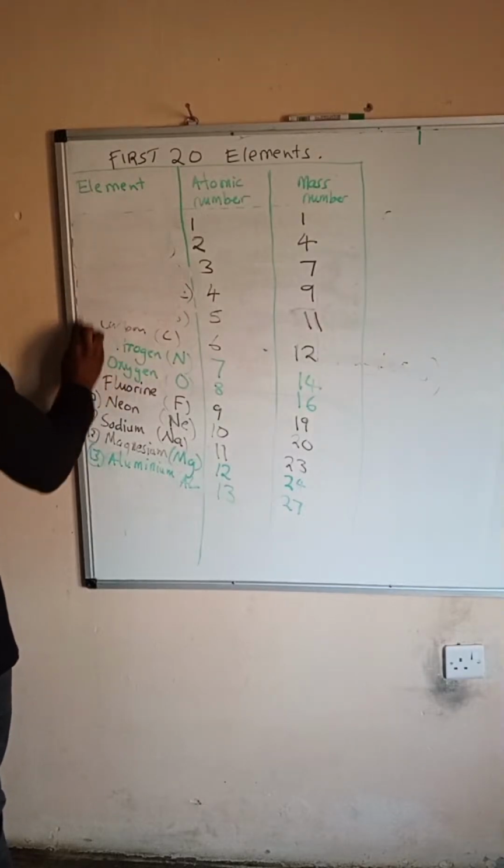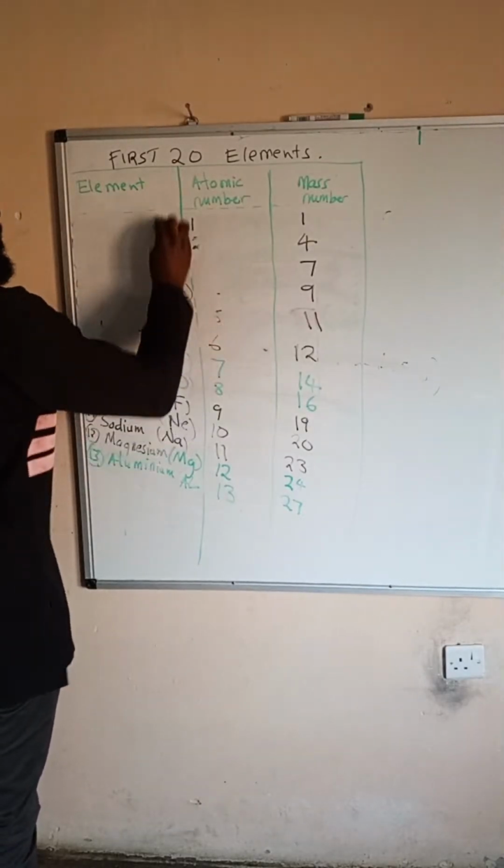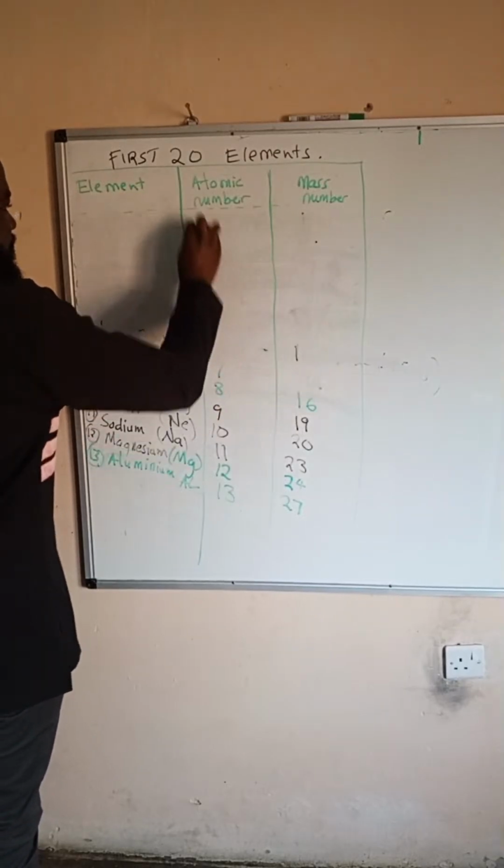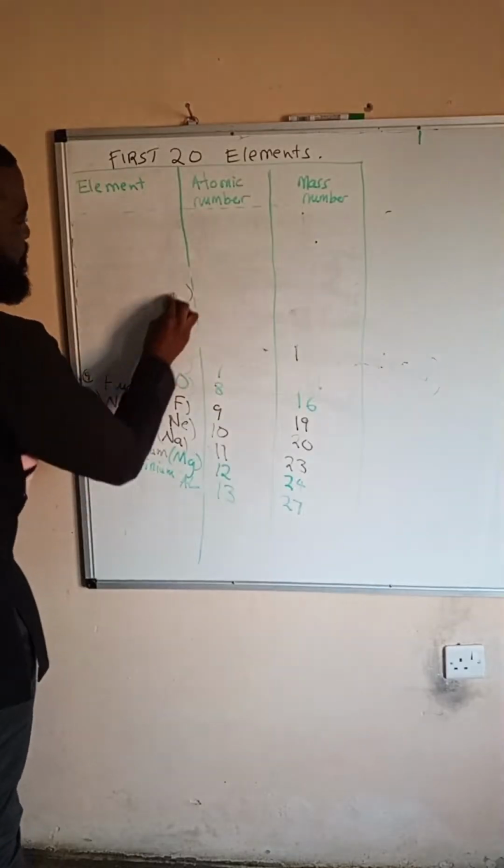Because we just want to write the first 20 elements. Guys, only the first 20 elements. Then we're done. That's all. So I'm writing this. Aluminium.